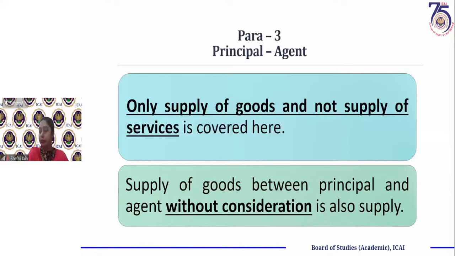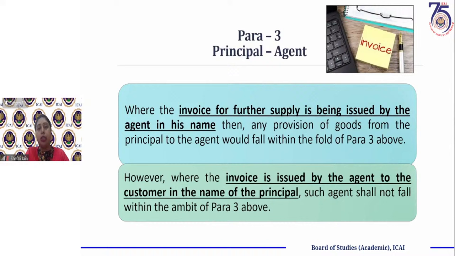Let us understand when an agent will be deemed to be an agent under Para 3 of Schedule 1. For this the condition is invoice. Now, the principal has transferred certain goods to the agent and asked the agent to sell these goods in 10 different states. This transfer of goods by principal to agent will be considered as a supply only when this agent falls within the purview of Para 3. The agent falls within Para 3 when he issues an invoice for the further supply being made by him.